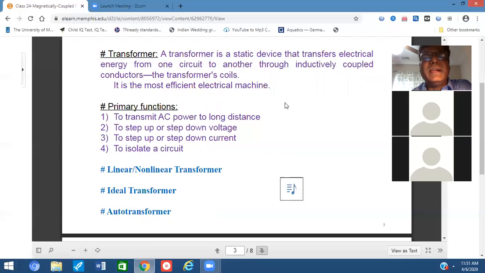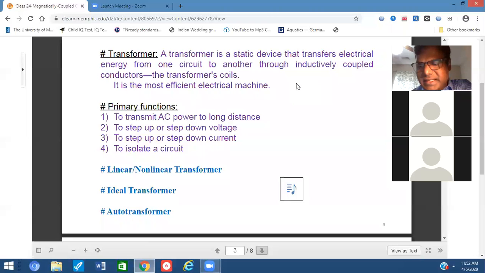Everybody see, I have written down the definition of transformer. A transformer is a static device that transfers electrical energy from one circuit to another through inductively coupled conductors, which are called transformer coils. Since last class, we are learning about magnetically coupled circuits, and the transformer is one of the best examples of that. There are two circuits, one called primary, the other called secondary. There is no direct electrical connection, but they are magnetically connected. That is the transformer.